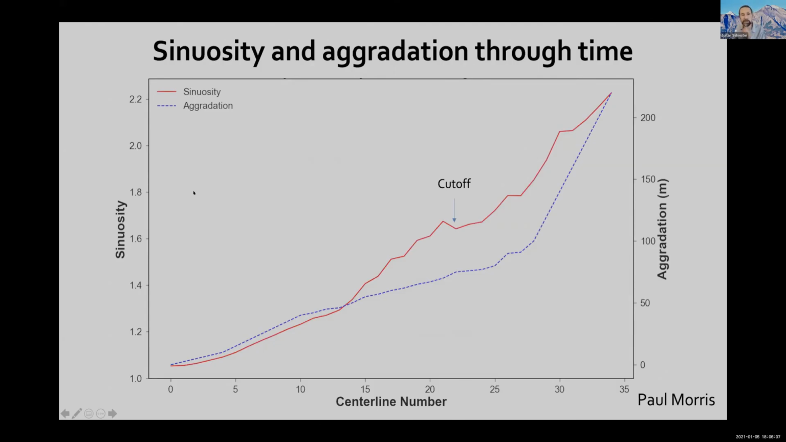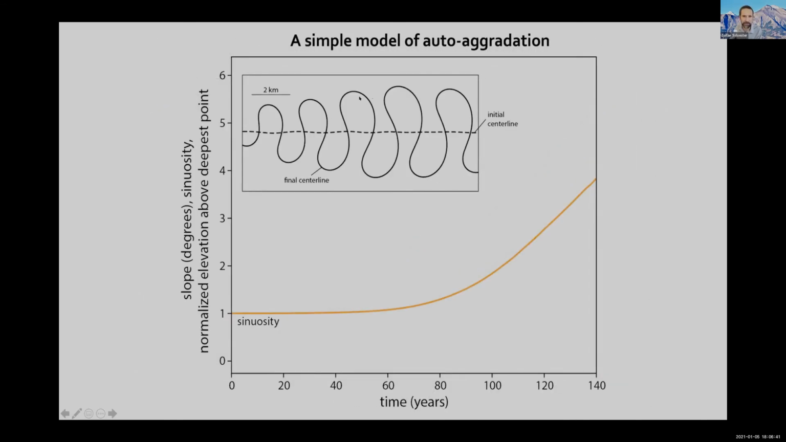Finally, let's think about aggradation in general, more specifically in submarine channels. Here is a plot that Paul has generated of sinuosity shown in red and aggradation, basically elevation through time, shown in blue. On the x-axis, we have a proxy for time. And it is obvious that both sinuosity and aggradation increase through time. So they are strongly correlated. Maybe there is a causation between the two. And that's where this simple model of auto-aggradation came from.